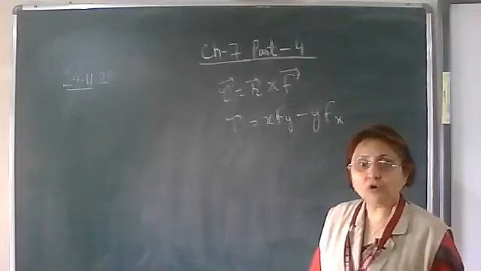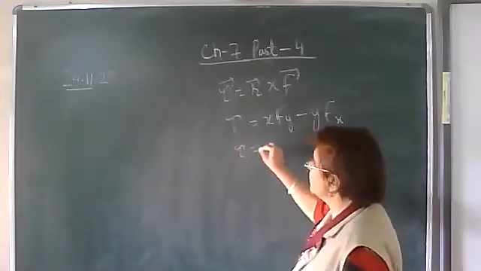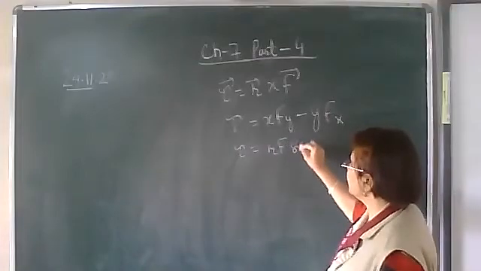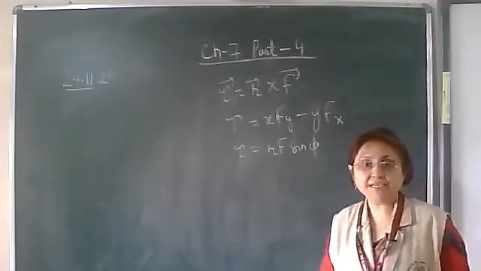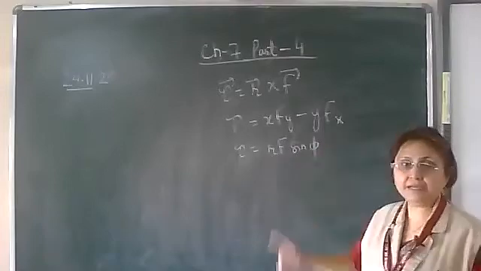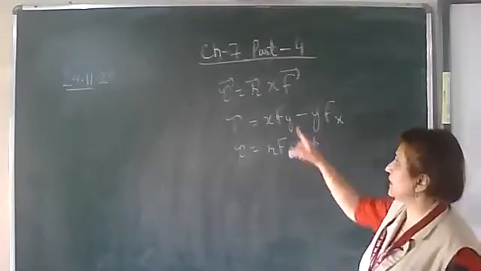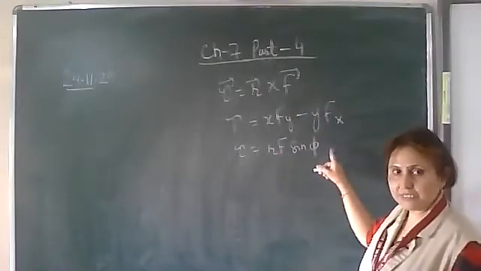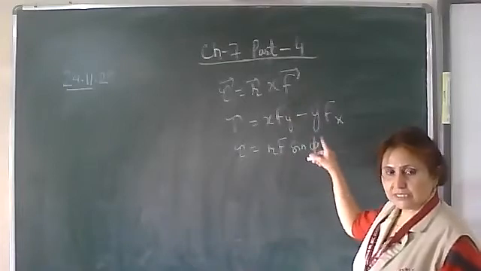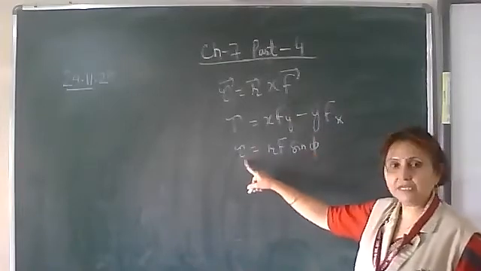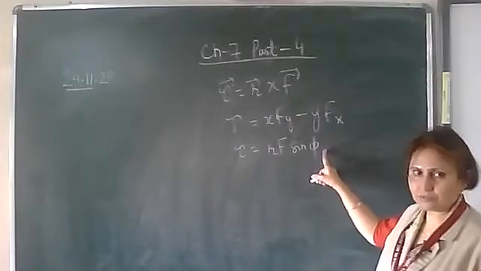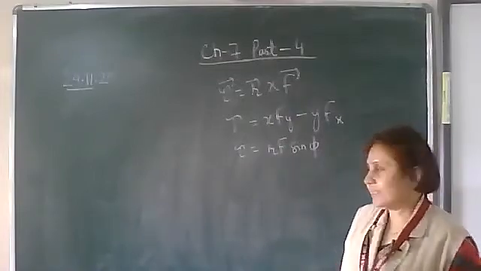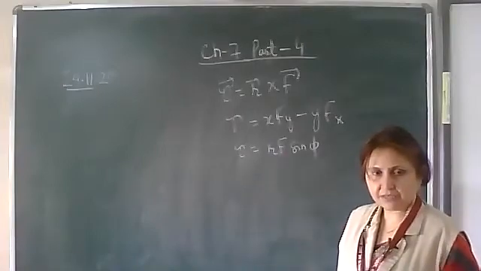Then in polar coordinates we found the expression of tau is r into F into sine phi, where phi is the angle between r and F. And that is why tau vector is equal to r cross F vector. If we know that AB sine theta, where theta is the angle between A and B vectors, then C vector is equal to A cross B vector. The same way, r F sine phi, where phi is the angle between r and F vectors.